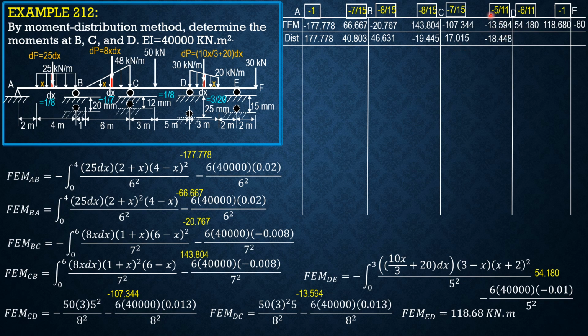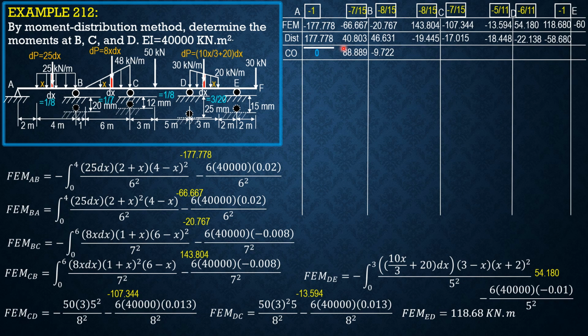Then here, then distribute here. I don't need to mention it with so many examples. By now, you should be able to know how to distribute unbalanced moments. So this is 118.68 minus 60 times negative 1, so negative 58.68. Then carry over. So this is already balanced. The final moment at A is 0, so let's lock it finally. Then also, we have to distribute or carry over 177.778 here. No more here because this is zero final moments.